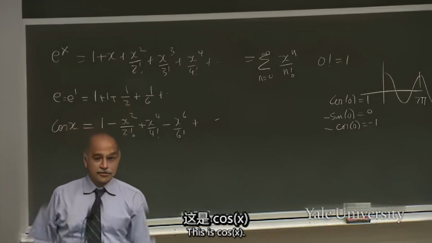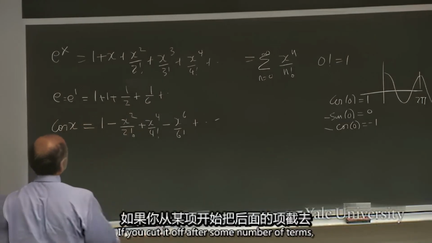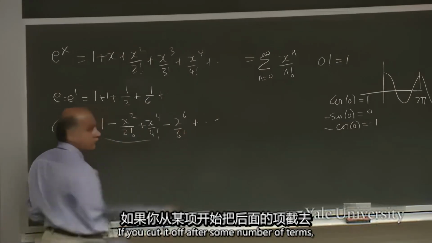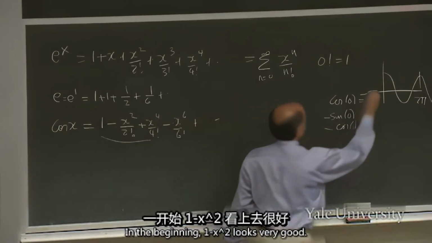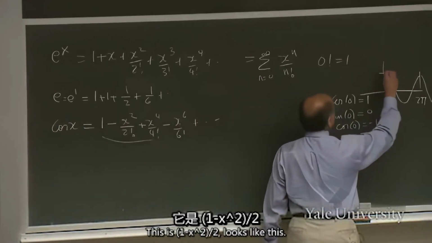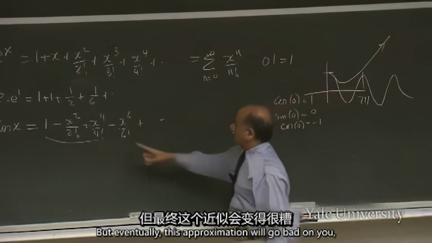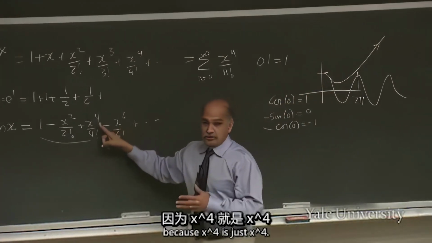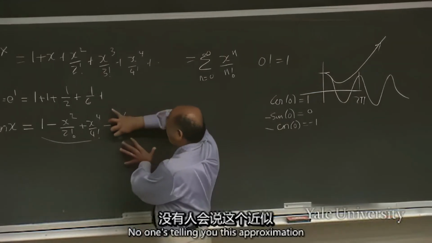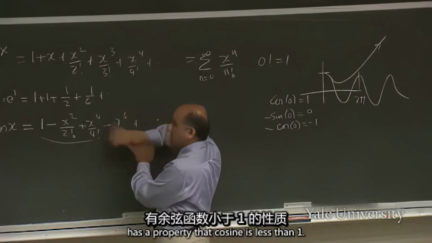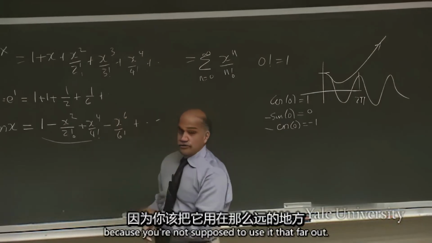This is cosine x. If you cut it off after some number of terms, it's not going to work. In the beginning, 1 minus x squared over 2 looks very good, but eventually this approximation will go bad on you because x to the 4th is just x to the 4th. It'll grow without limit. No one's telling you this approximation has the property that cosine is less than 1. It doesn't satisfy that because you're not supposed to use it that far out.